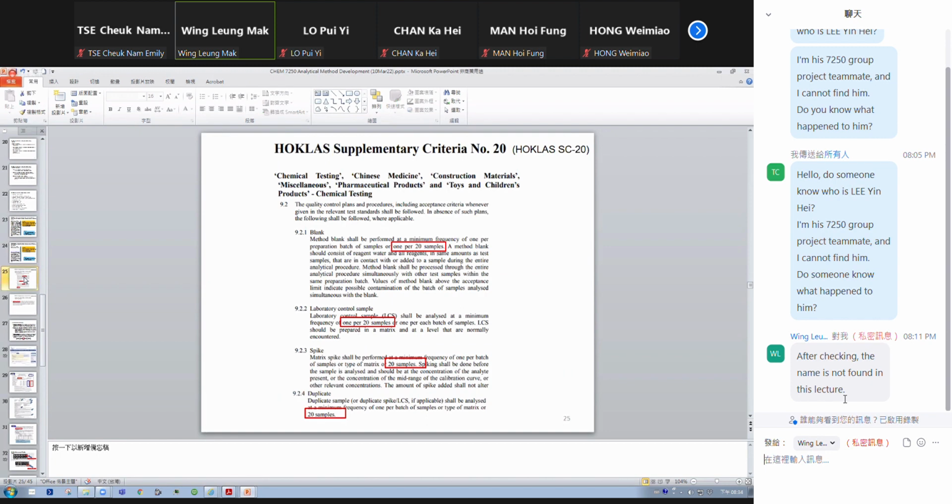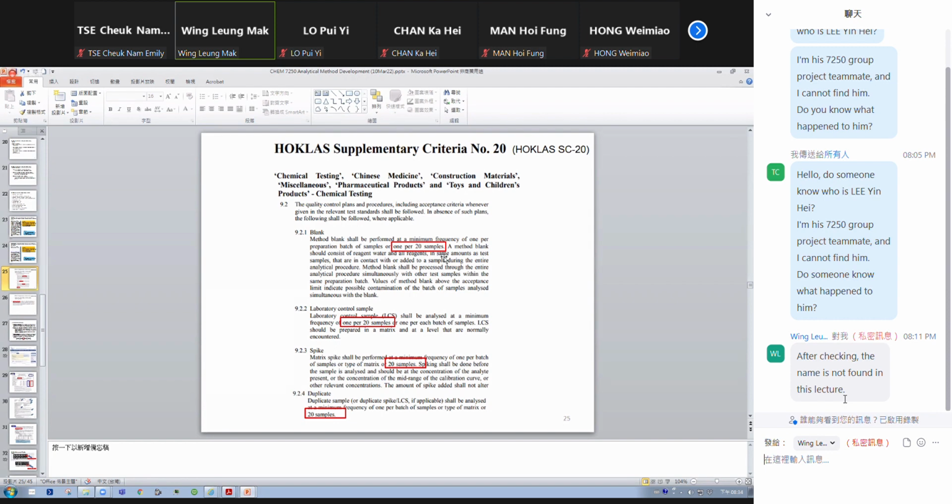Here I show you the QC requirements, which are indicated by the HOKLAS supplementary criteria. For example, this is the 20 criteria. 20 is for chemical testing analysis, for example toys, pharmaceutical products, chemical testings. Blank: when you analyze the method blank, 1 per 20 samples. That's why I told you 20 samples normally form a batch.